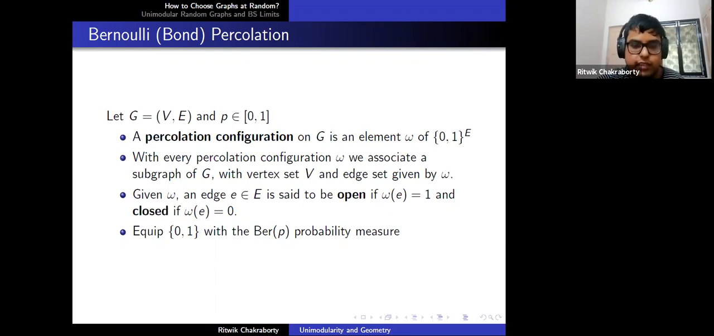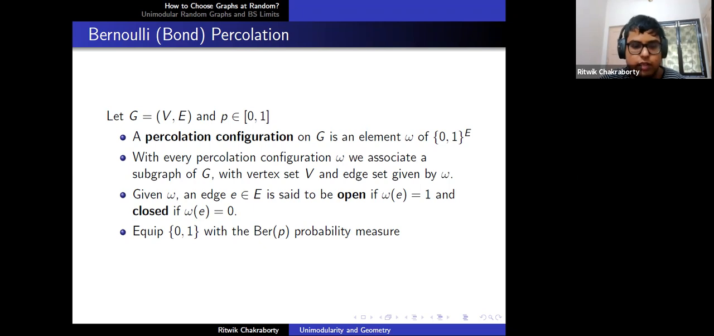Now, given any such percolation configuration, there is a very standard way in which we can associate a subgraph. I'll take the vertex set of my graph. And what are the edges of my subgraph? It's precisely going to be given by the edges that figure in my sequence. What do I mean by that? I retain an edge e if the corresponding entry in my sequence is 1. And I call such an edge open, because I can traverse through it in the subgraph. And if the corresponding entry is 0, then I call this edge closed because I can't travel through it. So that gives me such a subgraph.